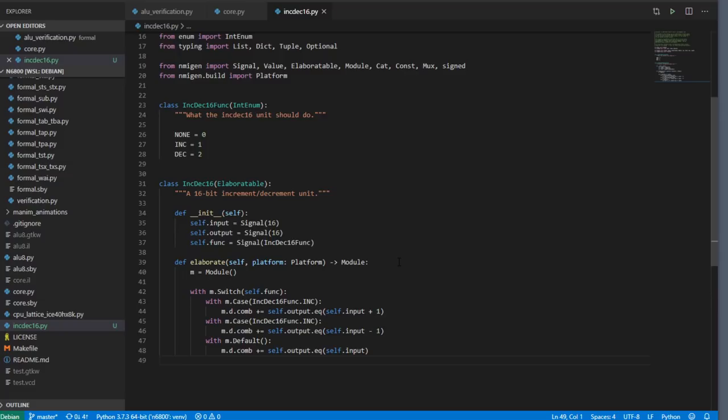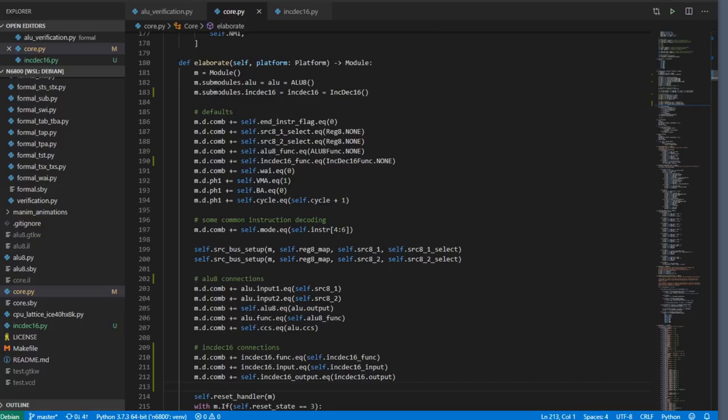Okay, that's pretty straightforward. I define an enumeration for the function that I want to perform: don't do anything, increment or decrement. We've got an input and an output and a function. And we just basically switch on the function, and combinatorically, input plus one goes to the output, or input minus one goes to the output, or do nothing, or if it's unspecified, for example function three, just set the output equal to the input. That's all there is to it.